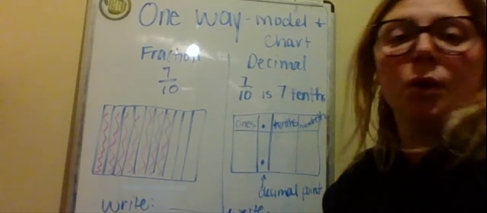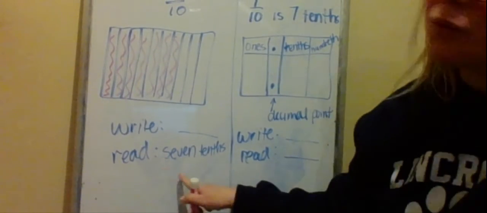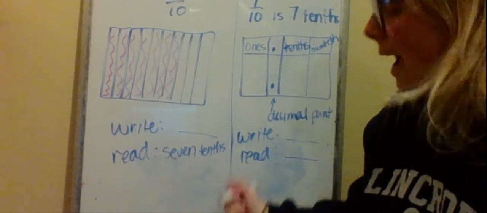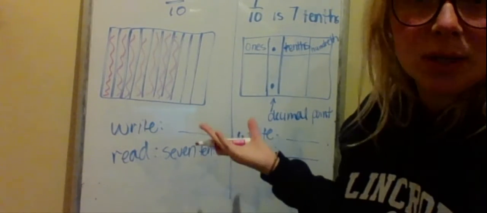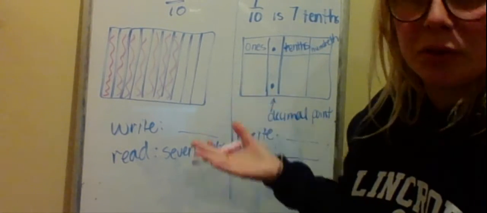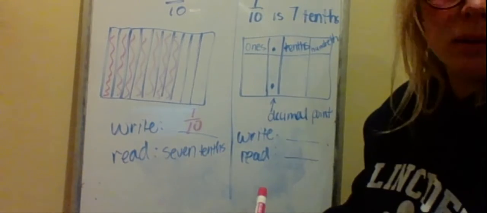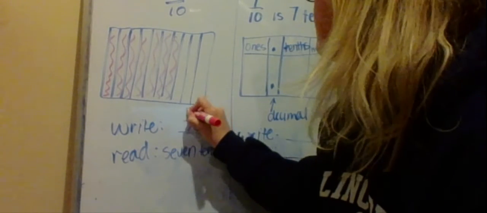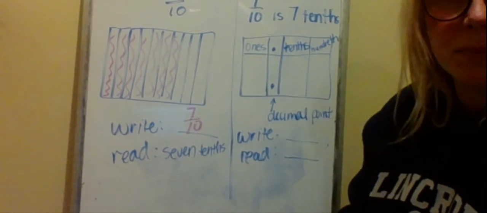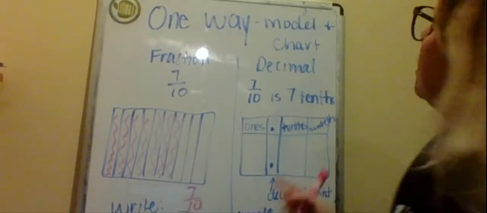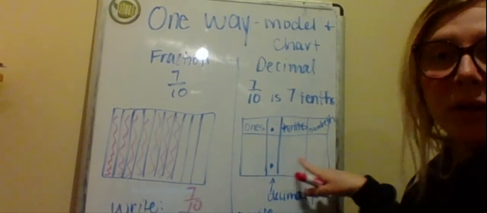So the way you would read it, and I'm going to push this down a little bit, is 7/10. And the way we would write it, which we've done, you guys even did similar things like this last year, you would just write the fraction as 7/10. Can you see that? 7/10. Now, the way to do it with decimals, you would use a place value chart.